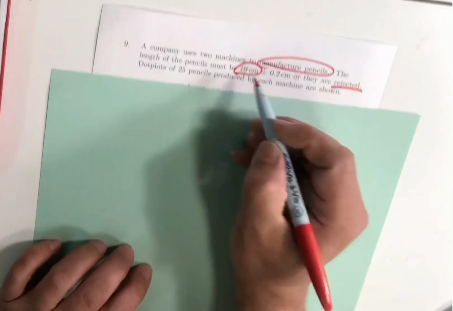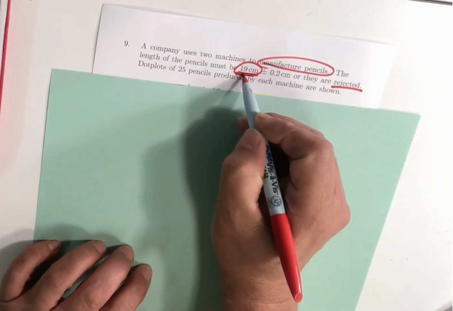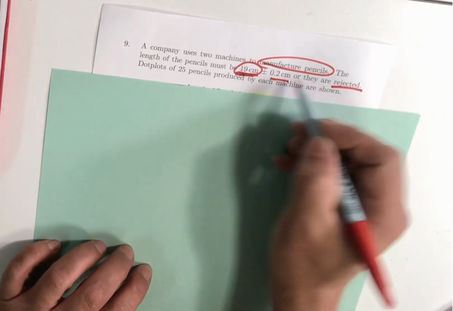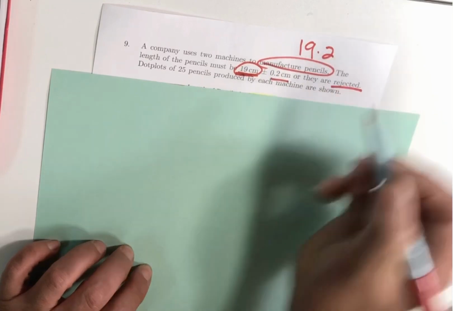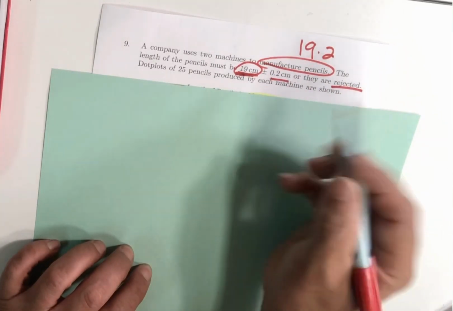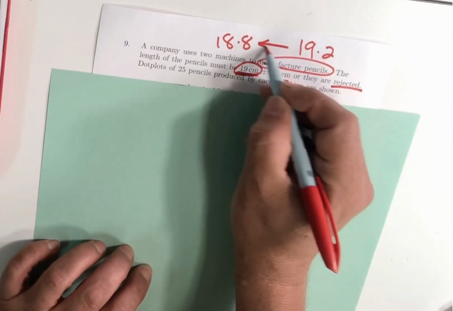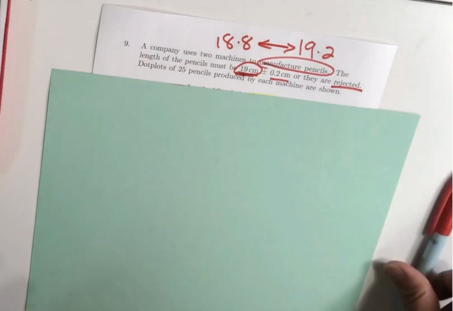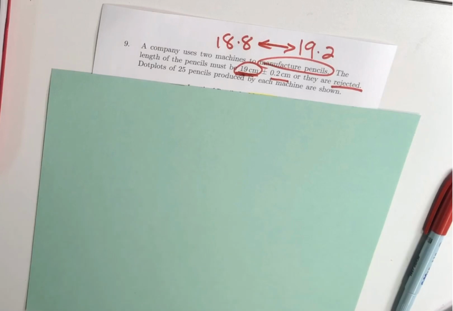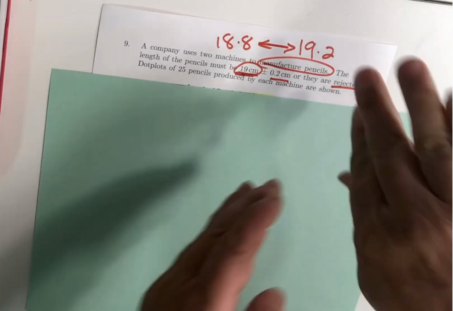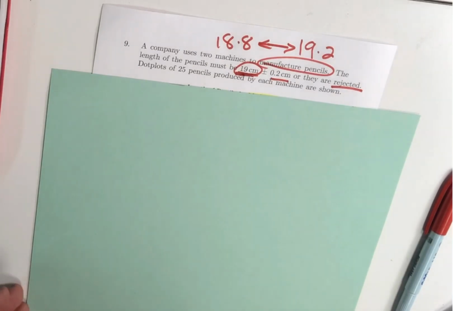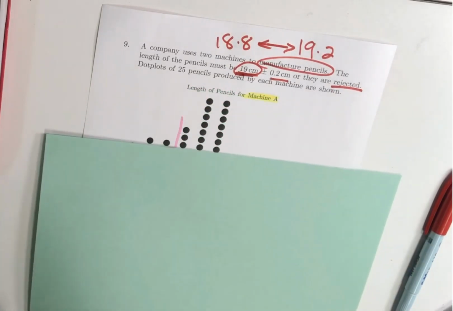Now remember, 19 is an excellent pencil. You can add 0.2, which will give me 19.2, or you can subtract 0.2, which will give me 18.8. And anything in between these 2 numbers is defined as a good pencil, and it will not get rejected. So anything lower than 18.8, no good. Anything higher than 19.2, no good. All right, so let's go see machine A.